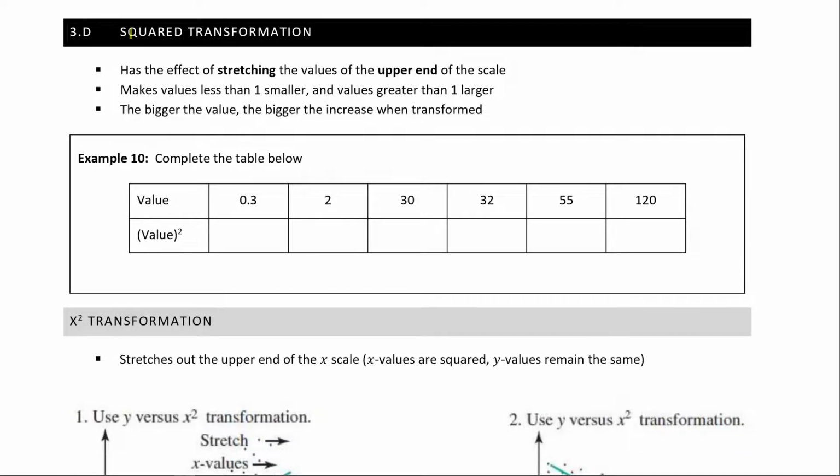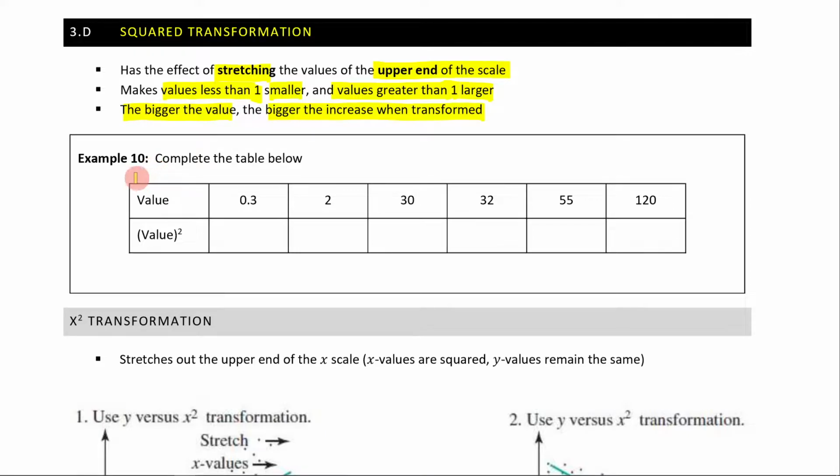We're going to begin by talking about squared transformations. So this is one type of transformation which can be used to make a relationship more linear. It has the effect of stretching the values of the upper end of the scale, makes values less than 1 smaller, and values greater than 1 larger. The bigger the value, the bigger the increase when transformed. And we're going to be seeing this real soon.